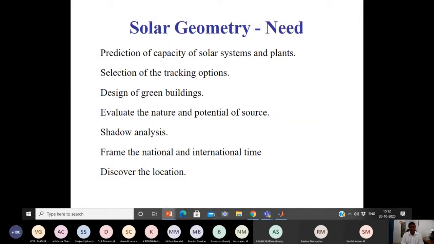If you are able to identify the latitude and longitude, it is easy to trace the location, because we have a GPS system in your smartphone. Based on the GPS system, the location can be shared. Similarly, solar geometry is also useful to share the location, to discover the location based on the geometry.